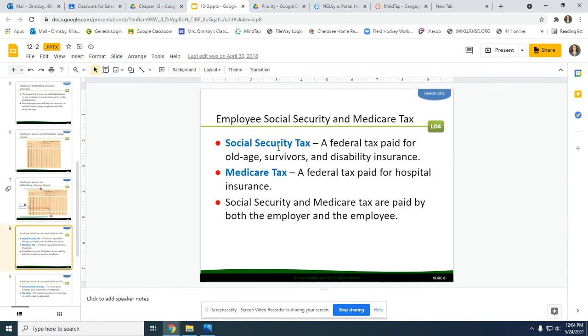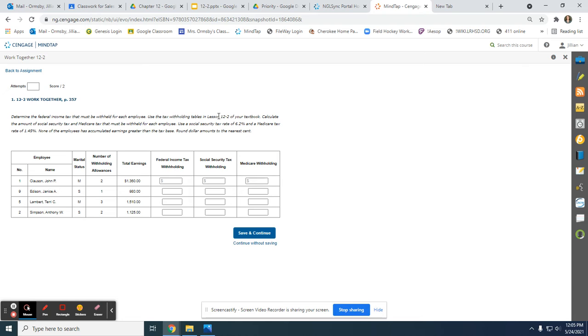Now, you also have to pay Social Security tax and Medicare tax. Social Security tax is a federal tax paid for old age survivors and disability insurance. Medicare tax is a federal tax paid for hospital insurance. These are taxes going to be paid by both the employer and the employee. And the amount, and it says it in your work together, the amount of Social Security that is going to come out is 6.2% of your total earnings. So that's your gross earnings before federal income taxes withholding. And then for Medicare, it's 1.45% of your total earnings.